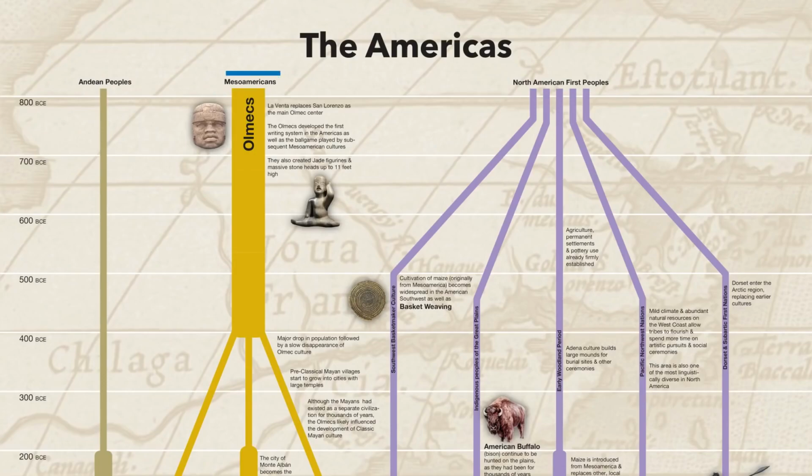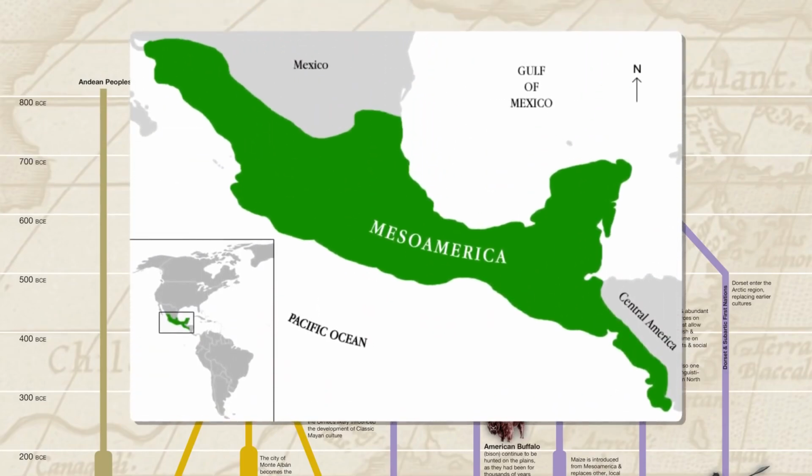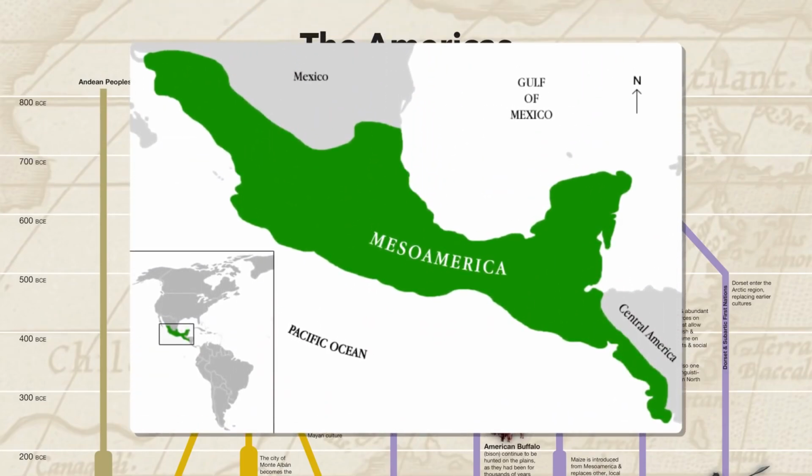Meso literally means middle, and in this case, it refers to the fact that Mesoamerica is in between the main part of North America and South America. So basically, when we say Mesoamerica, we're talking about what is now called Mexico and Central America.